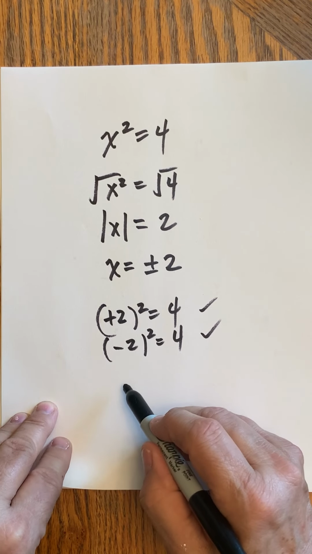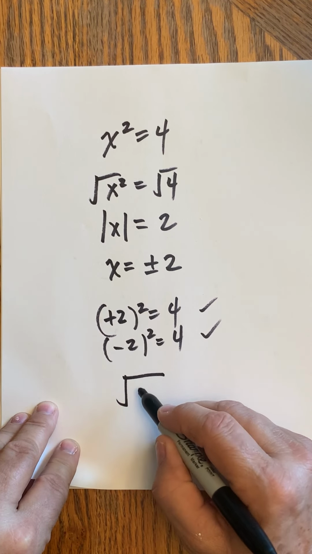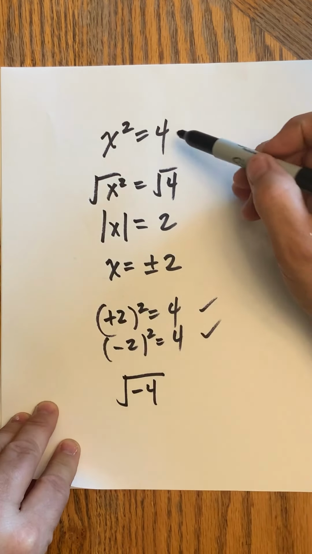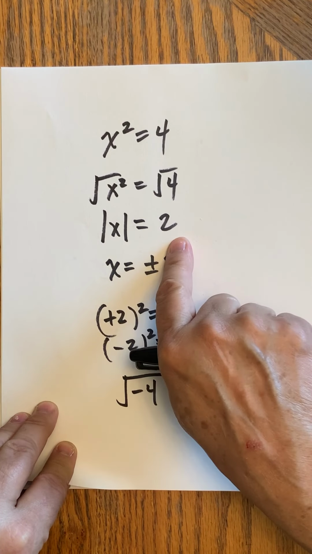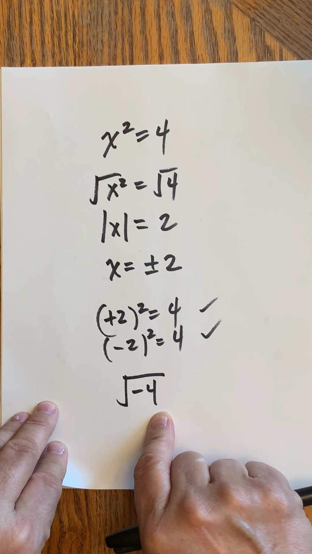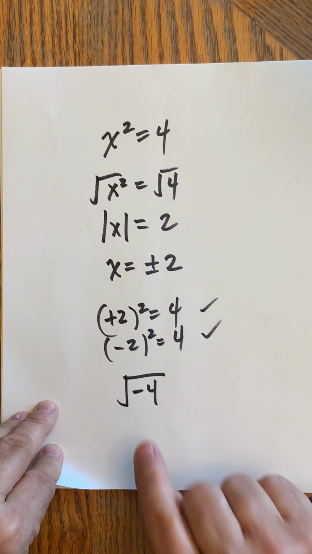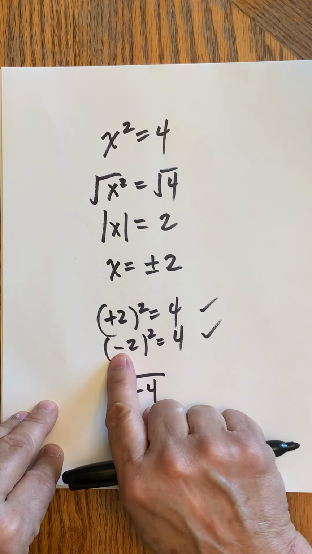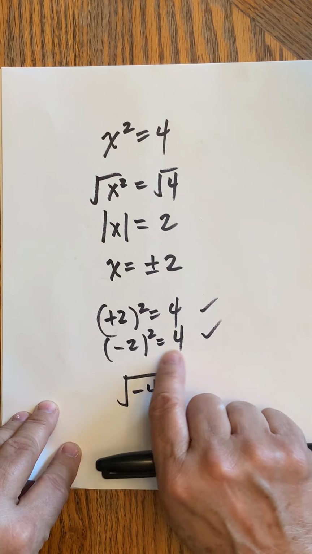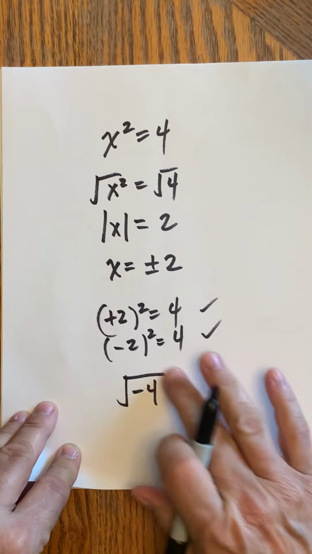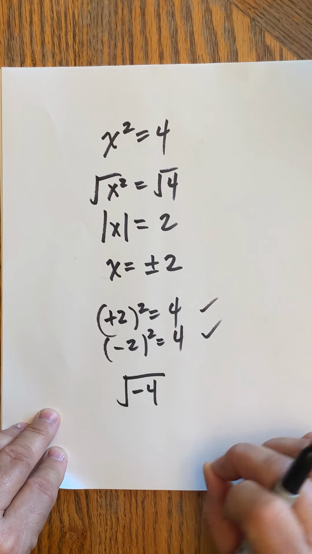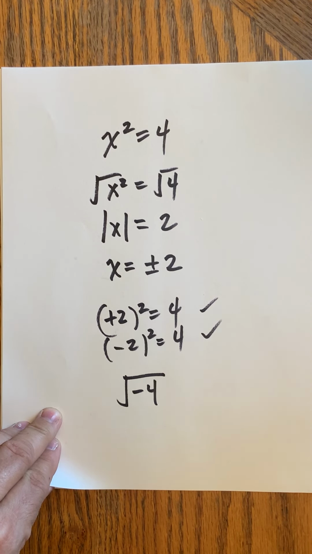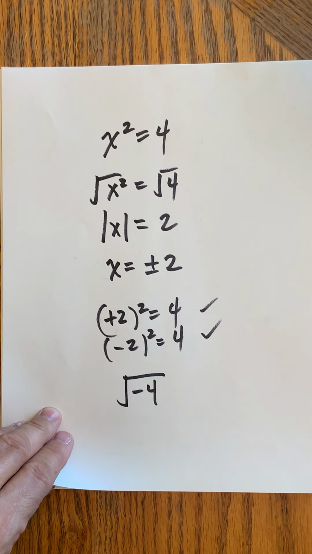Now, if I tried to take the square root of, let's say, negative 4, is that possible? When we were solving, we took the square root of 4 and got 2. Is it possible to take the square root of negative 4? No, because a negative number squared is 4, and a positive number squared is also 4. There's no way I can make this negative 4. Anytime you multiply a number by itself an even number of times, it's always going to be positive. So you can only take the even root of a positive number. You can't take the even root of a negative number.